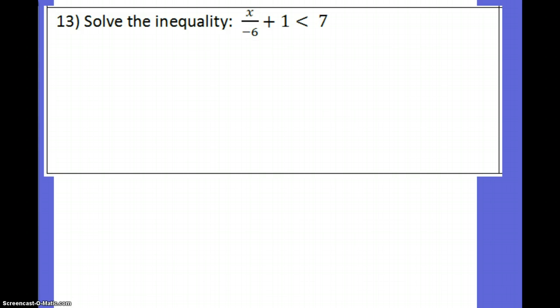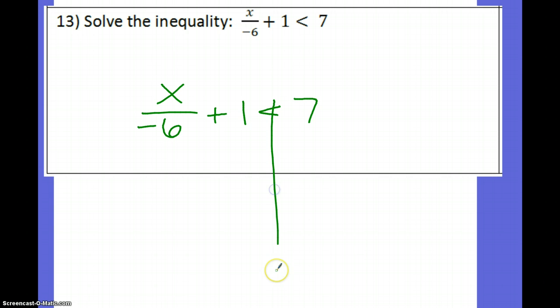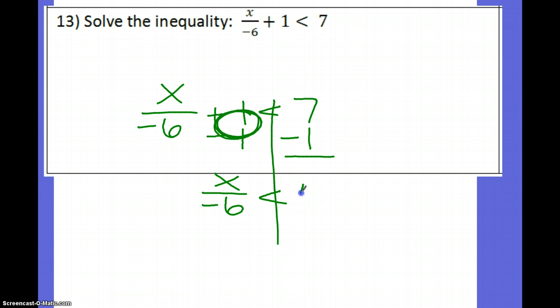13, solve the inequality. X over negative 6 plus 1 is less than 7. So we need to get rid of negative 6 and we need to get rid of the 1. The way we get 0 is to take away 1 on both sides first. There's 0. So x over negative 6 less than 7 minus 1 is 6. And now that 6 is dividing with the x.